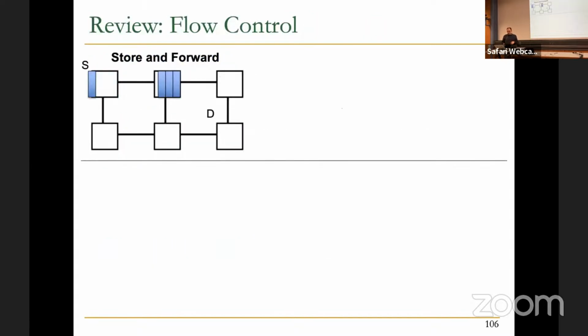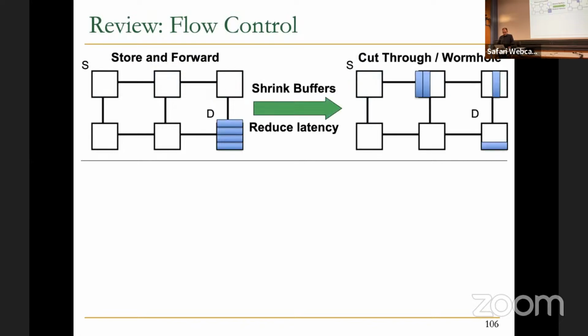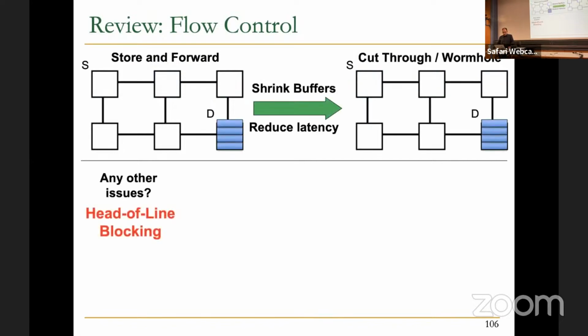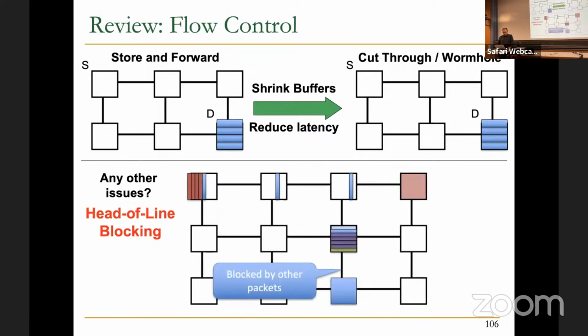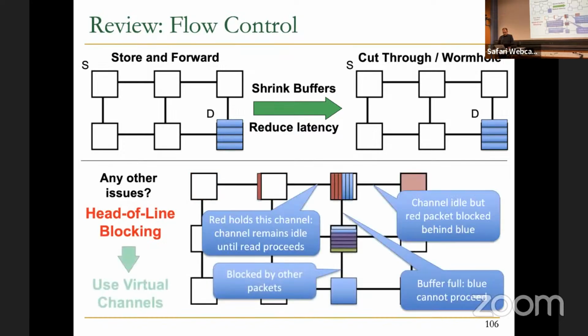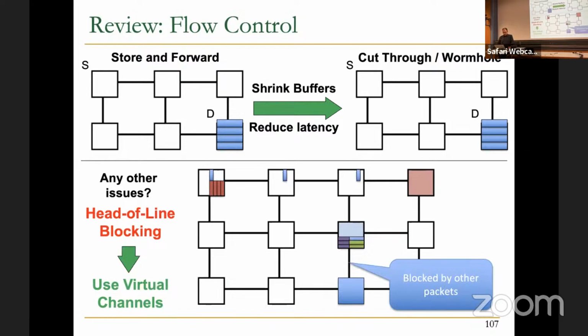So this is a review of flow control: store and forward, then cut-through and wormhole. We also discussed head-of-line blocking, which we can avoid with virtual channels.